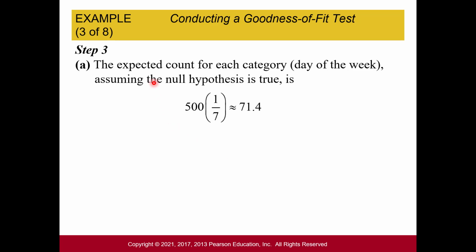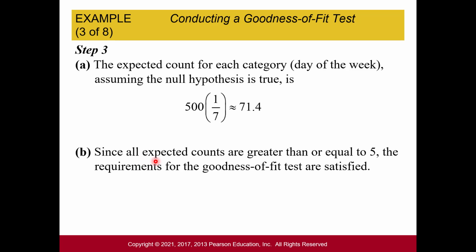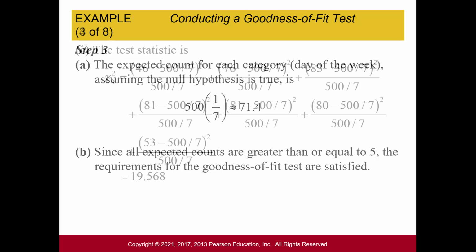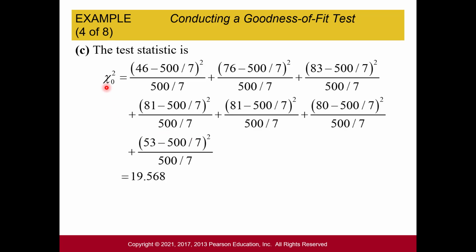And then step 3, our expected counts for each category, which is our days of the week, assuming the null hypothesis is true, is n of 500 times p, which is 1/7 for each of them, which is 71.4. And then checking our criteria, we have that all expected counts are greater than or equal to 5, and so our requirements are satisfied, so we can use our goodness of fit test. So then we move on and calculate our chi-naught squared, our test statistic, for each of our categories. And so we just take our observed count minus our expected count, square that, divide by our expected count. We do that for each of our categories, and we get 19.568.